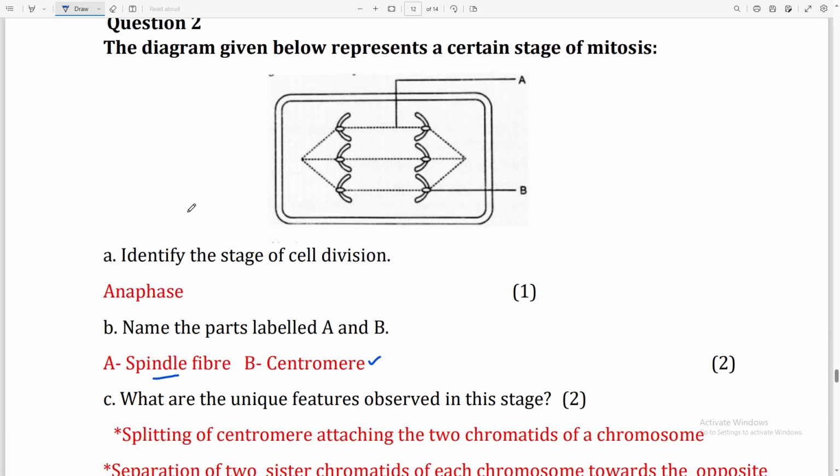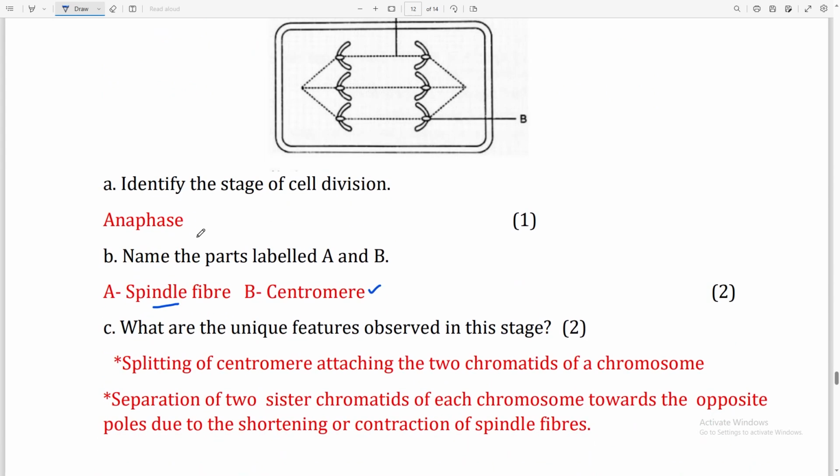What are the unique features observed in this stage? So, 2 points you have to mention, because the question carries 2 marks. Splitting of the centromere attaching the 2 chromatids of a chromosome. That means the centromere splits. Separation of 2 sister chromatids of each chromosome, which move towards the opposite poles due to the shortening or contraction of the spindle fibers. How the 2 sister chromatids separate, which occurs due to splitting of the centromere.